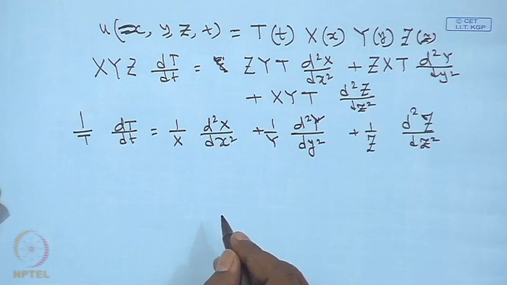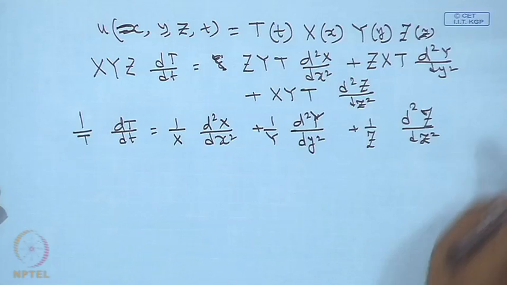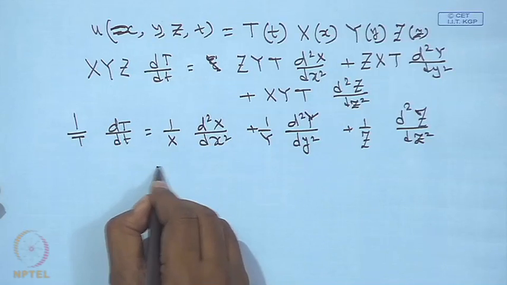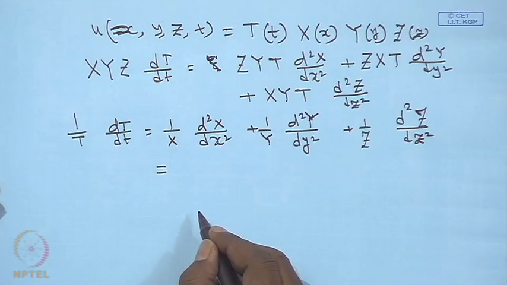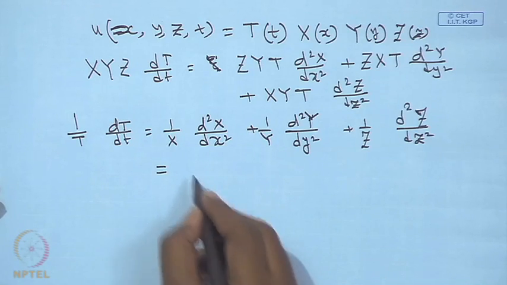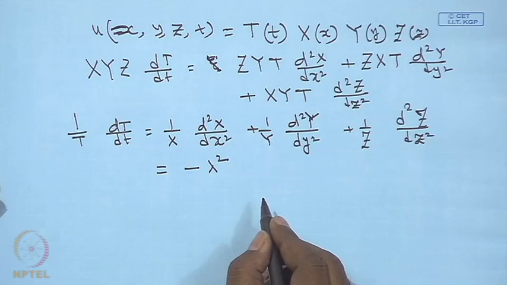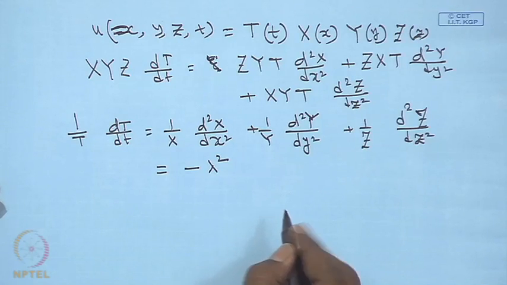Now, if you look into this equation, the left hand side is a function of time alone, the right hand side is a function of space, and they are equal, they will be equal to some constant. If this constant is 0 and positive, we will be getting a trivial solution. So, this constant has to be a negative constant. So, this becomes minus lambda square.